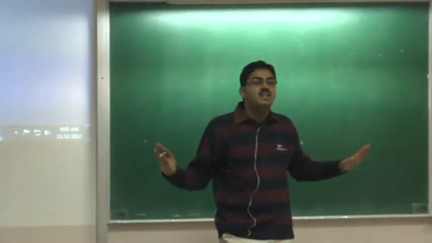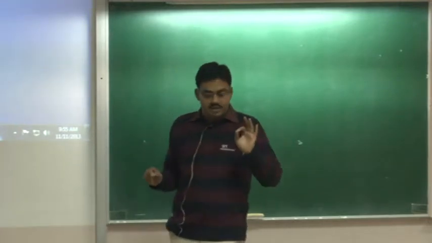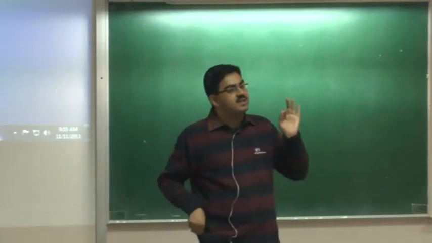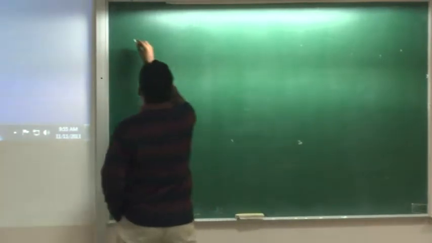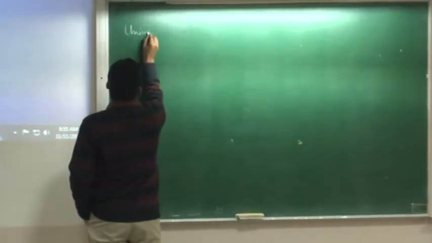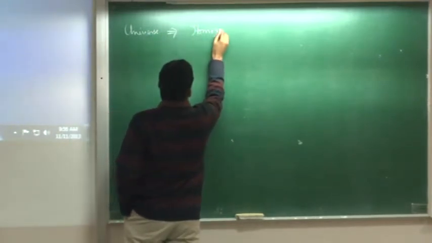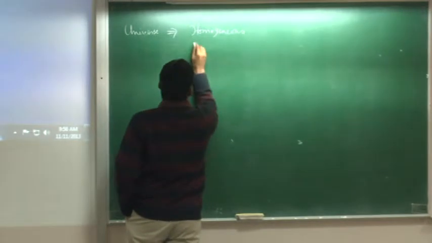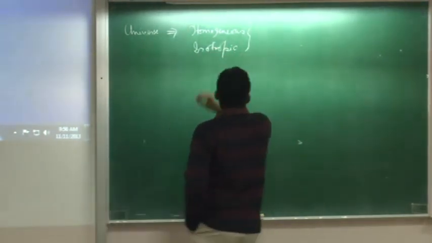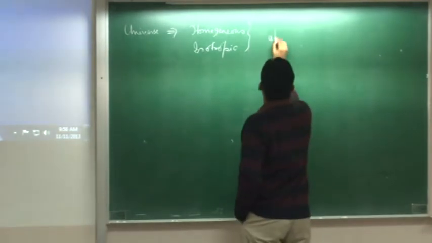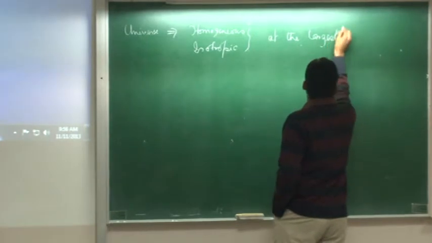Okay. By homogeneity you mean there is no preferred position, and by isotropy you mean that there is no preferred direction. Okay. So let us start directly from here. You have your universe which is homogeneous and isotropic. I add some term over here, which is at the largest scale, because this is what I am trying to focus on right now.